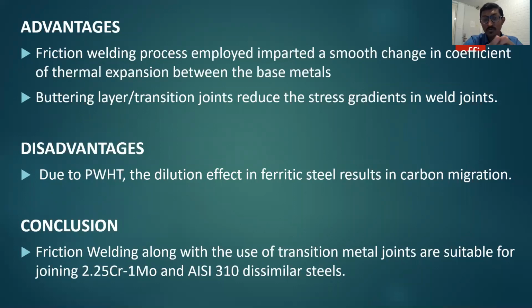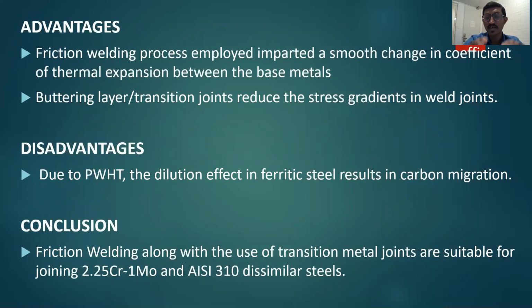However, due to post-weld heat treatment at a high temperature for a prolonged period, the dilution effect in the ferritic base metal cannot be eliminated, which would further result in soft zone formation. This is one of the limitations of this process. Hence, it is recommended to use a friction welding process to join the dissimilar steels of ferritic and austenitic stainless steel, which would enhance the creep rupture strength in these weld joints.